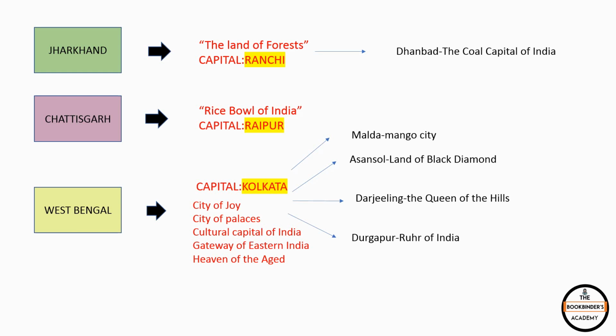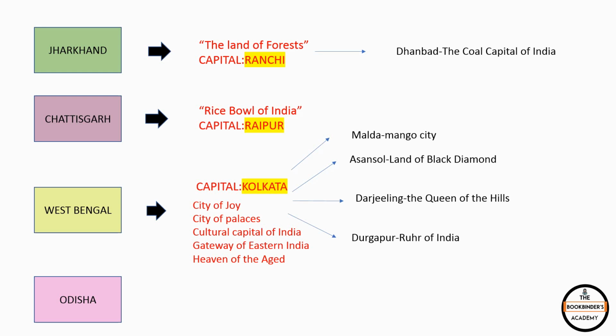Next city is Durgapur. Durgapur is called the Ruhr of India. Ruhr is a valley that is located in Germany, and it is said that Ruhr Valley is a very mineral-rich land, and hence Durgapur in India is mineral-rich land, and it kind of resembles Ruhr, and hence the reference, Ruhr of India.